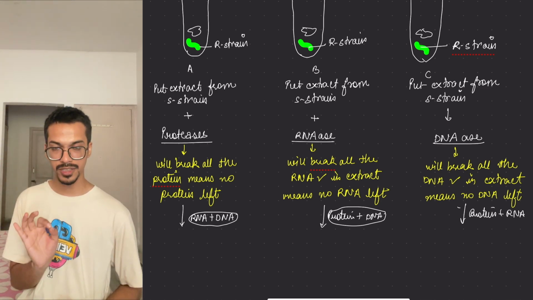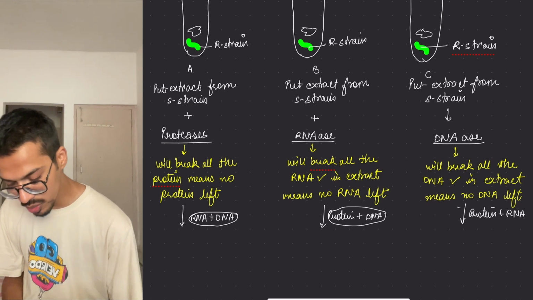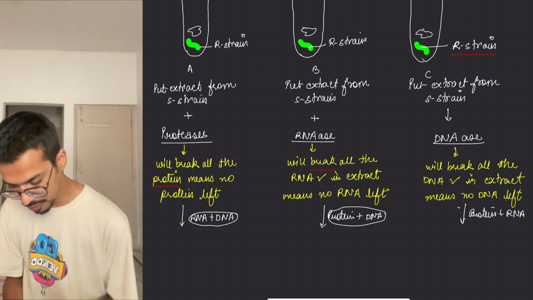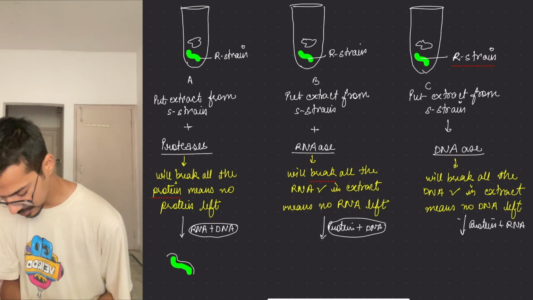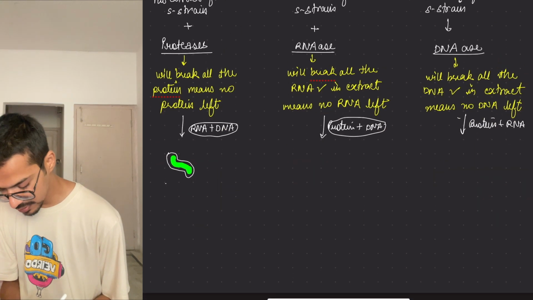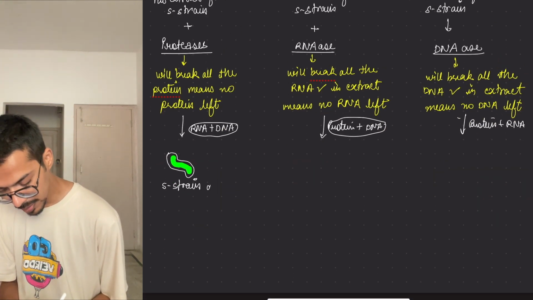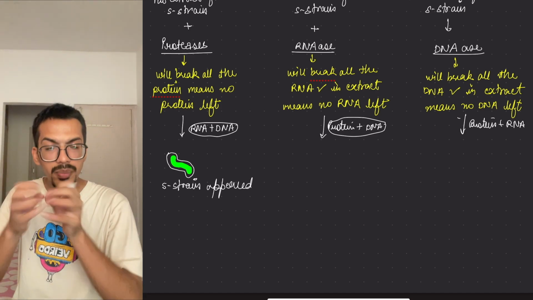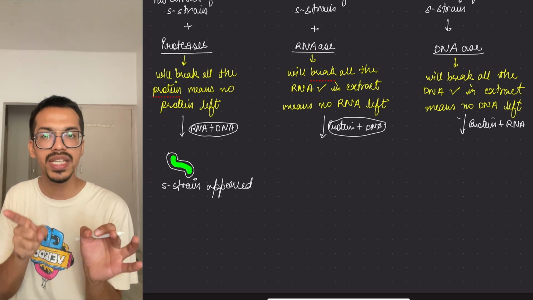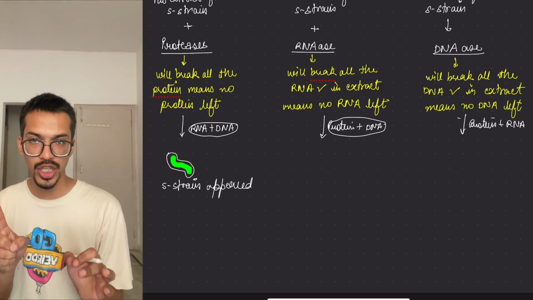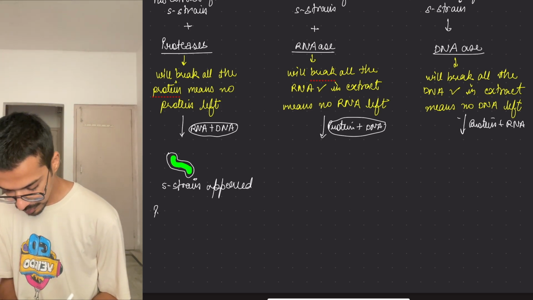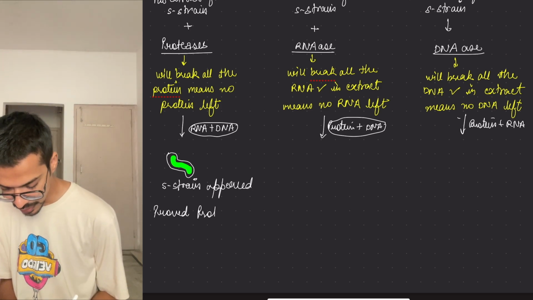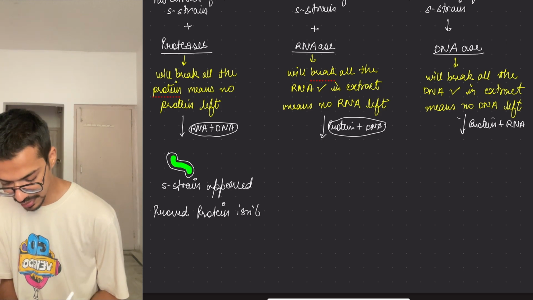Now, in the first one, what did we find? We found there is a presence of S strain. S strain appeared. Means even if I delete all the protein, it is still getting transformed. Means protein is not the genetic material which is changing it. It will be either RNA or DNA. Proved, protein isn't genetic material. Did you understand this?